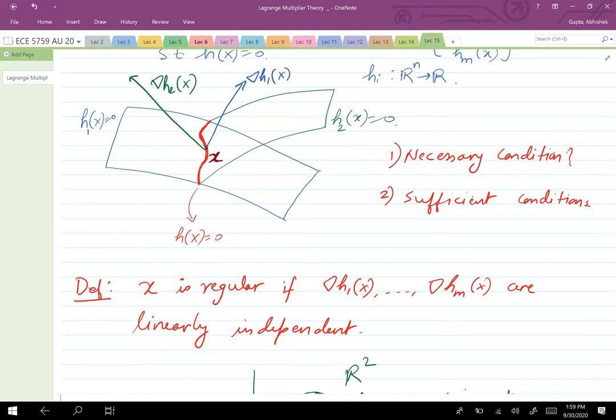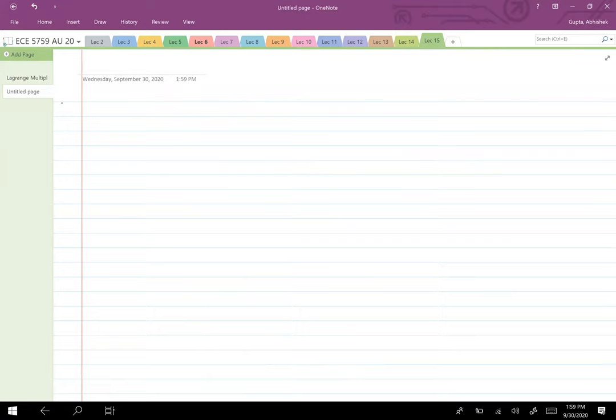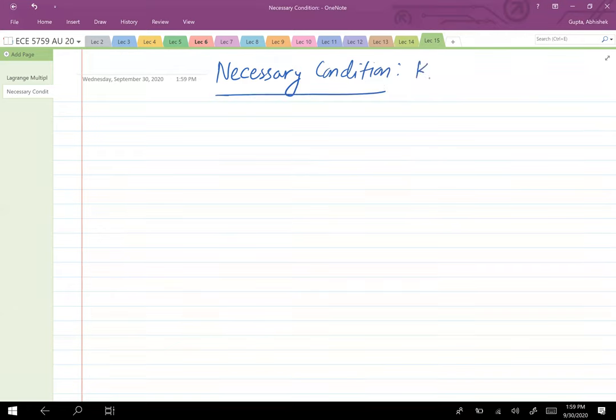No questions on this? So we are now ready to talk about the necessary condition. And this theorem is called the KKT theorem, Karush Kuhn Tucker theorem, KKT theorem.